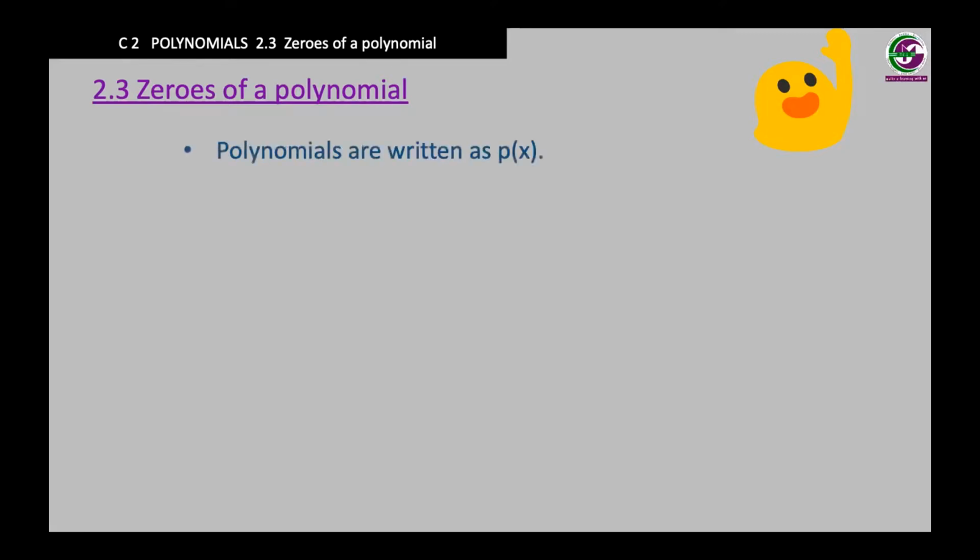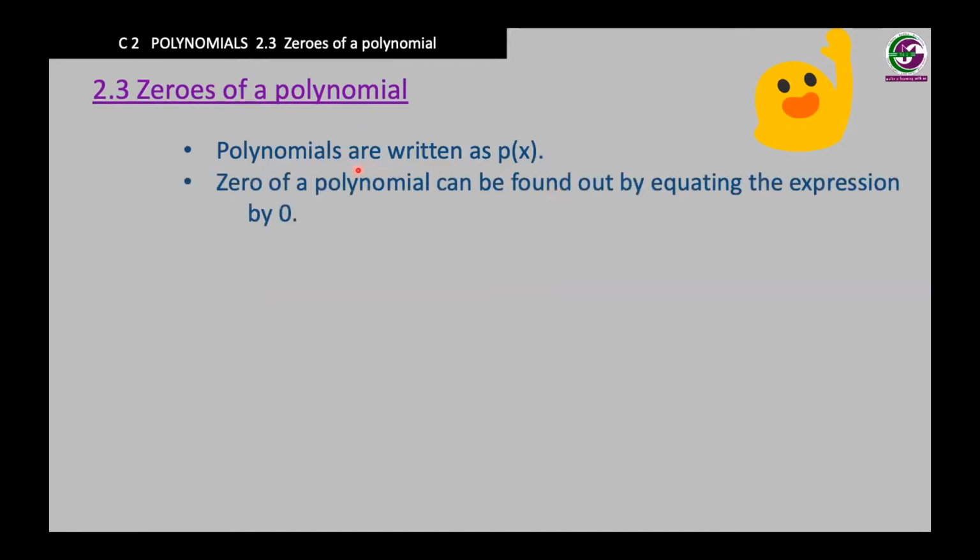It is represented in the form of p of x, not necessarily p of x, it can also be represented by q of x or q of y, f of x, things like that. A small letter, and in the bracket you will have the variable. Now let us see how to find the zero of a polynomial. Zero of a polynomial can be found out by equating the expression equal to 0.